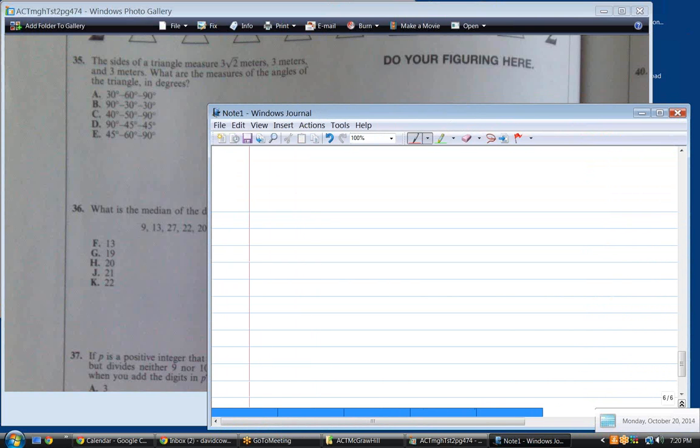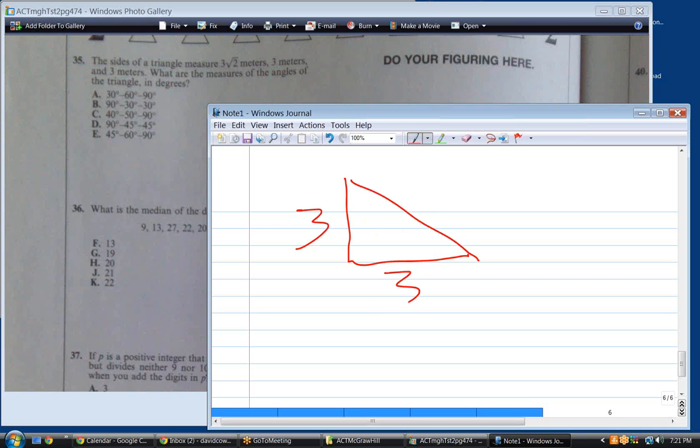Sides of a triangle measure 3 root 2, 3, and 3. What are the measures of the angles of the triangle? 45, 45, 90. Okay, good. You recognized an isosceles triangle. And in fact, you recognized our unit 1 times 3.